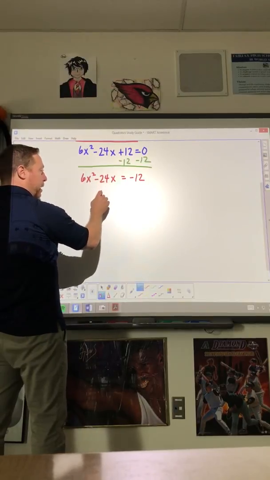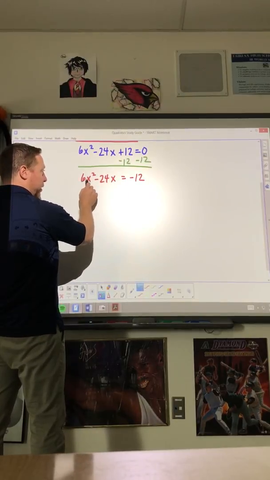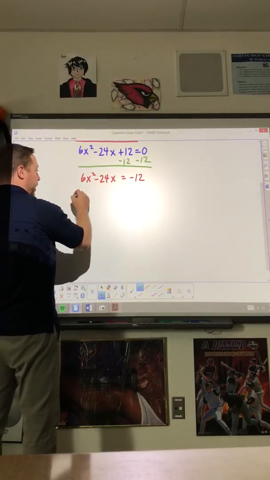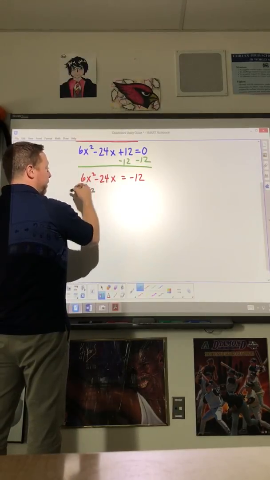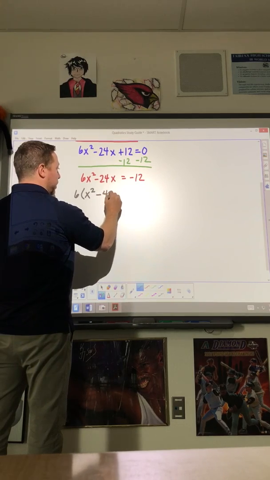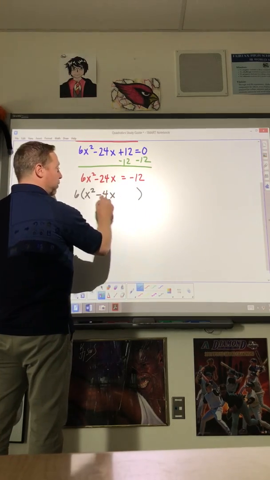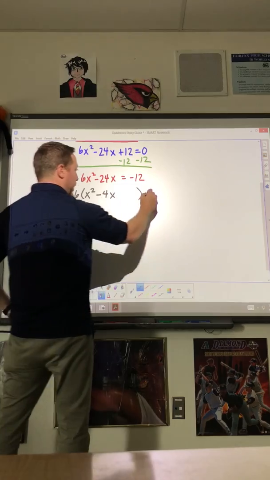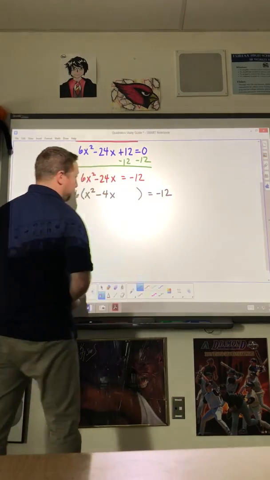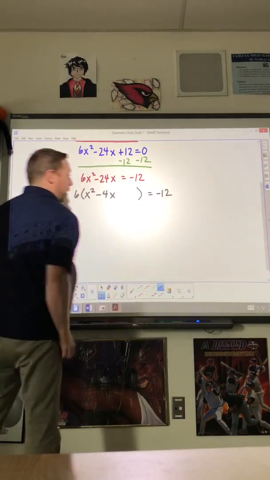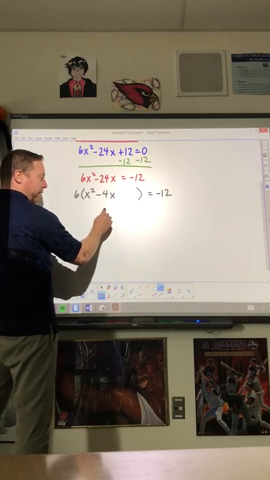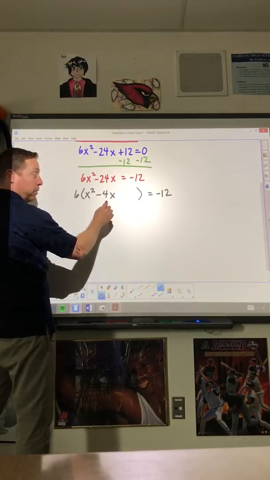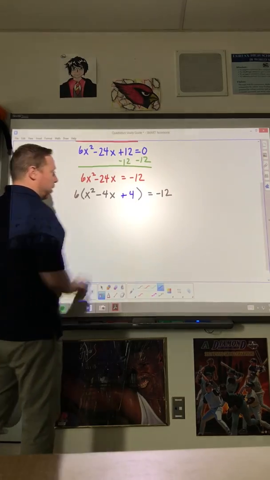I cannot begin cutting in half and squaring until a is 1. So I need to factor out this 6. So now I have 6 times x squared. If I factored a 6 out of that as well, I would have minus 4x. I'm going to leave room for my new c that I'm going to create, and nothing changed back here. Okay, creating my new c. I take b, negative 4, I cut it in half, that's negative 2, and then I square it. Negative 2 times negative 2 is positive 4.